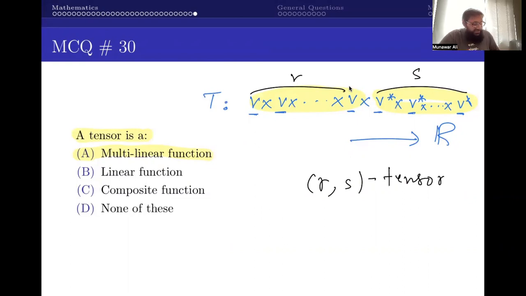So it's always a multilinear function. I think in the key the option is B, which is wrong. It's a linear function, but multilinear is going to be the correct option for this one. So this was MCQ number 30.